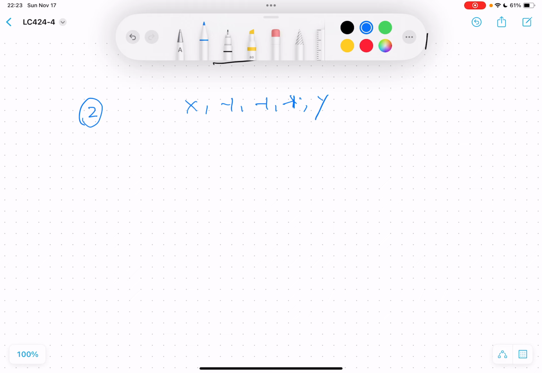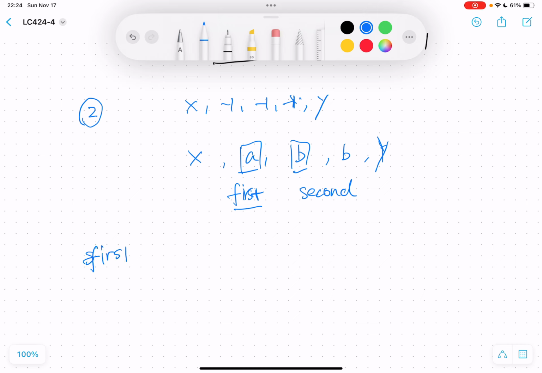If we fill with two numbers, that means x, a, b, y. In order to make the differences as small as possible for every adjacent pair, we can consider the first element and the second element we filled with. So we can find out the correct or suitable interval for the first element and the second element. For the first element, we will know the interval.